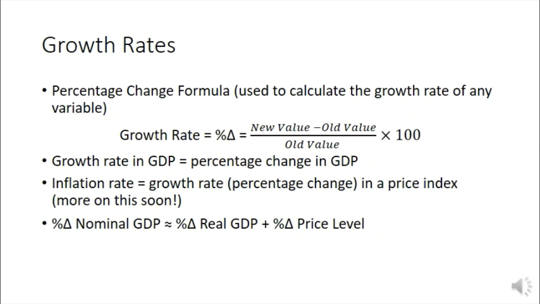So the formula for calculating a growth rate is very simple. We calculate it as a percent change, which is new minus old over old, and then we multiply it to put it in percentage terms. So let's go over that again for those of you who are less familiar with math. It's a new value minus an old value over that old value, and then we just multiply by 100.